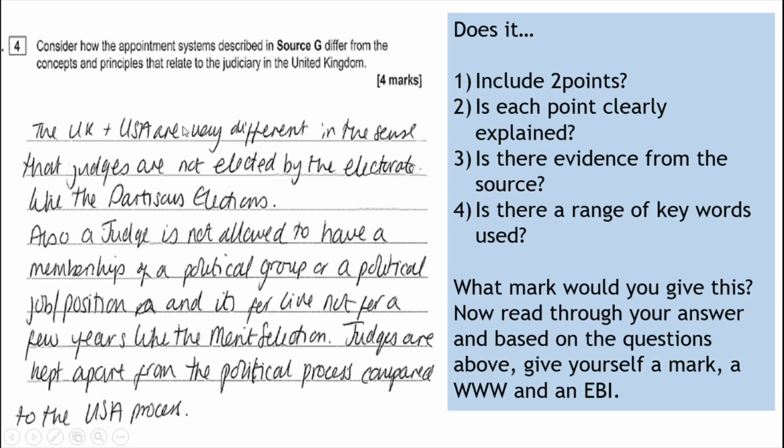The UK and USA are very different in the sense that judges are not elected by the electorate, like the partisan elections. Also, a judge is not allowed to have a membership of a political group or a political job or position. And it's for life, not for a few years like the merit selection. Judges are kept apart from the political process compared to the USA process.